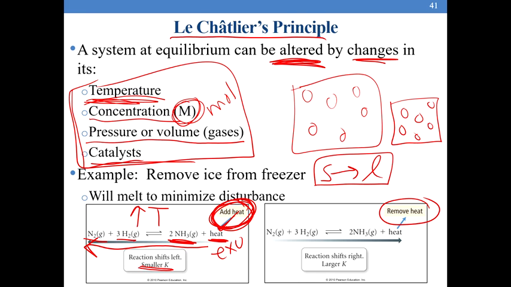If I remove heat, no matter how I remove heat, maybe I cool the beaker, it's like I'm removing product. It's like this is getting removed out of the beaker, and that'll shift the entire equilibrium to the right to try to rebalance back to equilibrium. So let me give you some words for that.